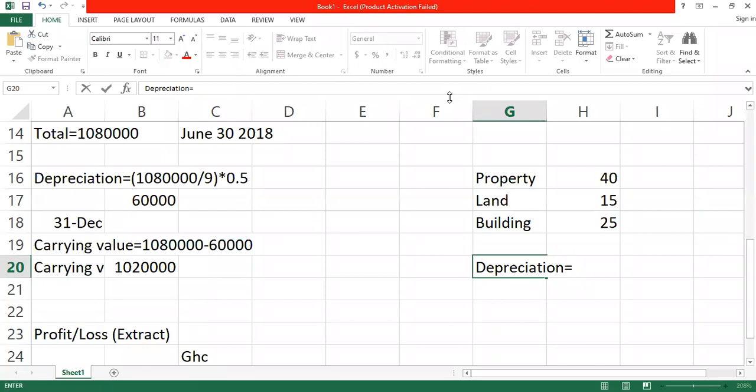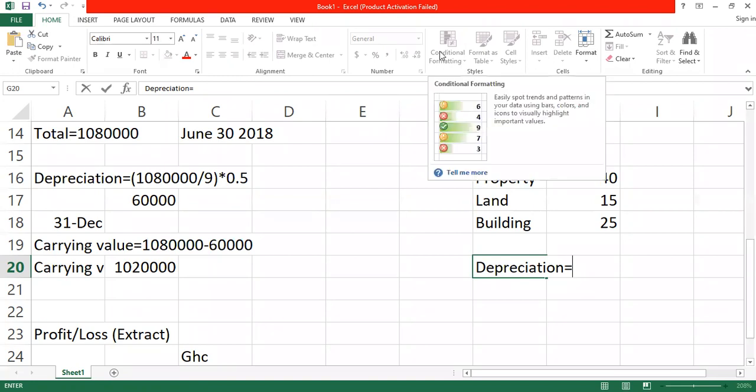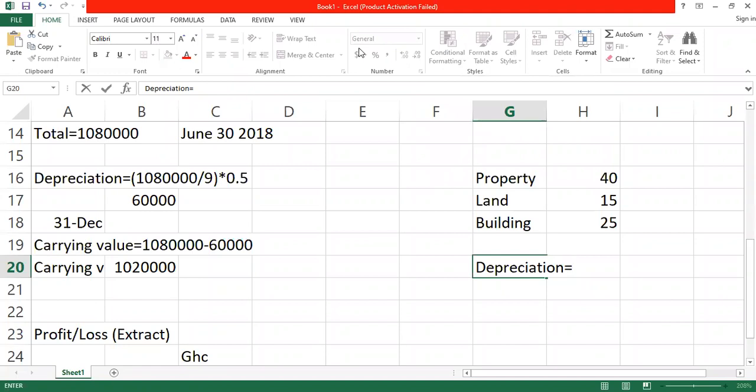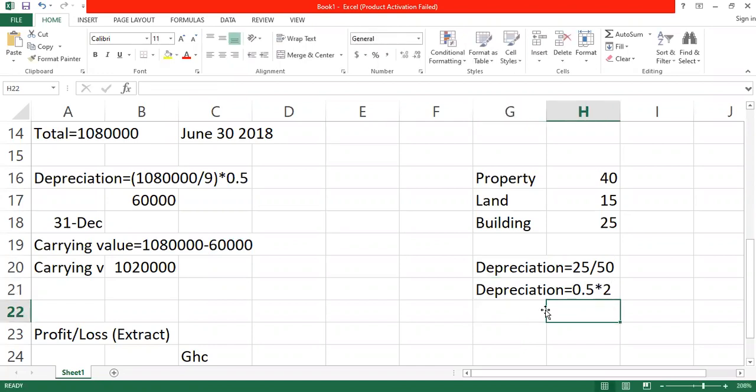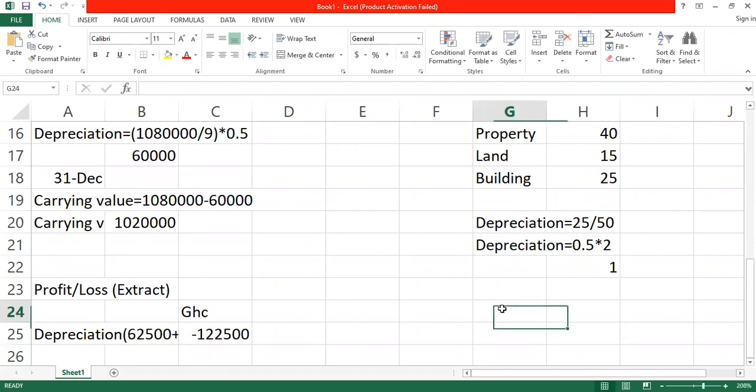How do you get depreciation for the building? It is cost over the useful life. Am I correct? So depreciation is how much per annum? 0.5 per annum. But how many years did we use it? 2. So we multiply by 2. So the total depreciation for 2 years will now be 1, isn't it? Yes. Okay. So let's look at the carrying value of each asset.